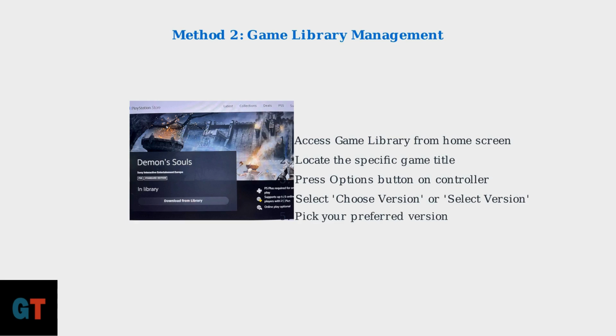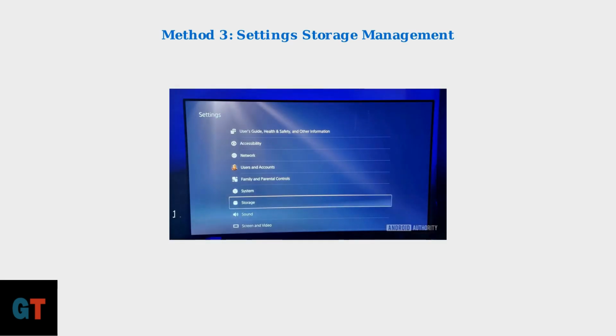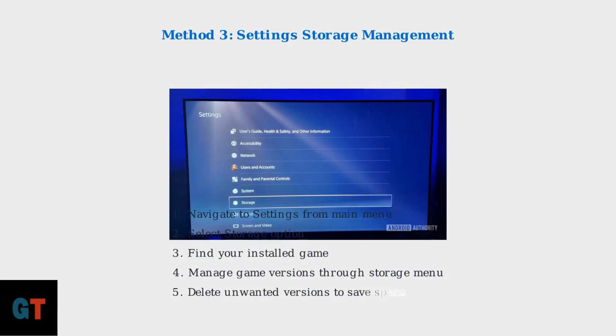Access your game library from the home screen, locate your game, press the Options button on your controller, and select the Version Management option to choose your preferred version. The third method involves storage management through System Settings. Navigate to Settings, select Storage, locate your installed game, and manage versions directly through the storage interface. This method is particularly useful for removing unwanted versions to conserve storage space.